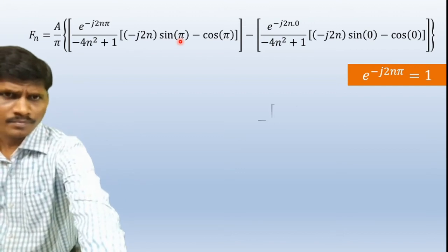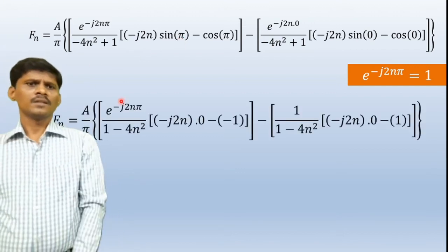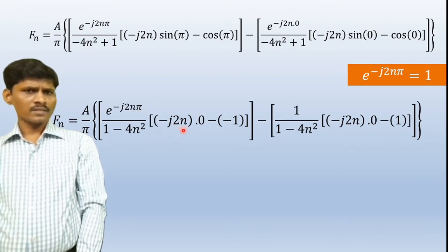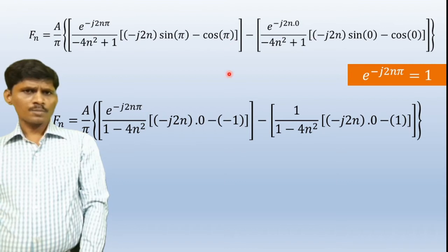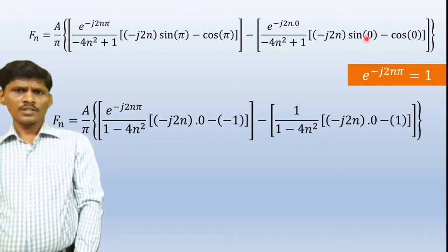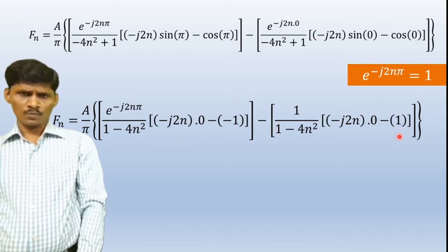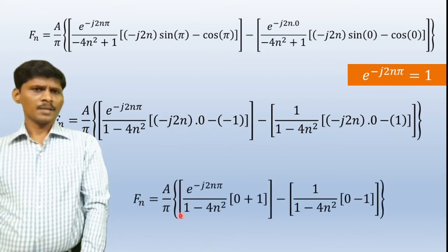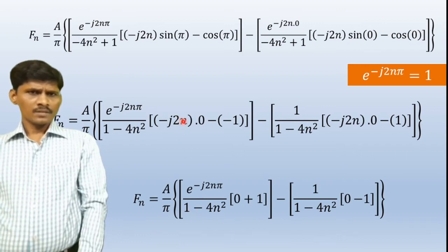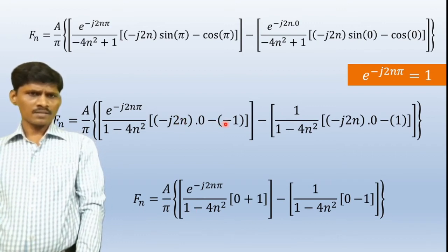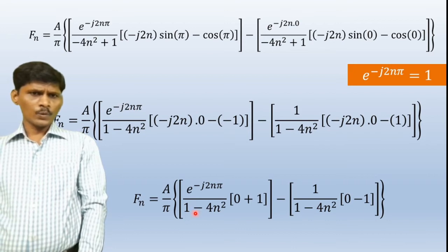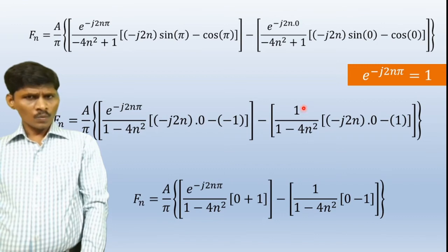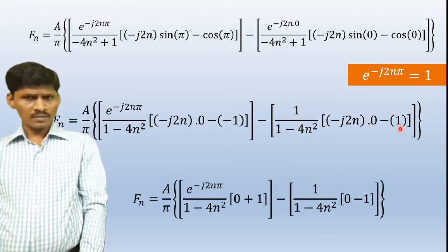Therefore e power minus j 2n pi by 1 minus 4n square. Sin pi is 0, cos pi is minus 1. Sin 0 is 0, cos 0 is 1. That is equal to A by pi, minus into minus plus e power j 2n pi by 1 minus 4n square, into 1 minus 1 by 1 minus 4n square.